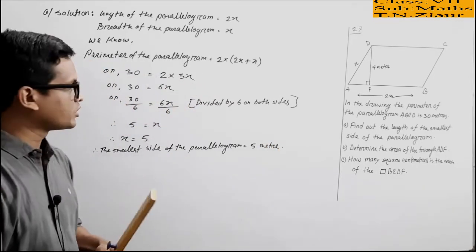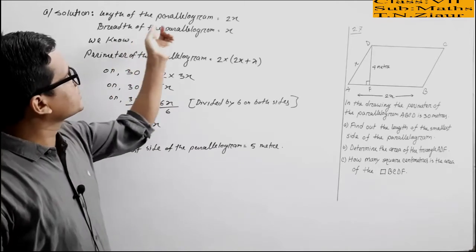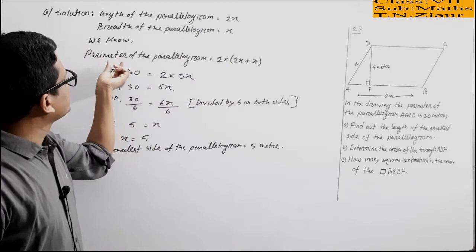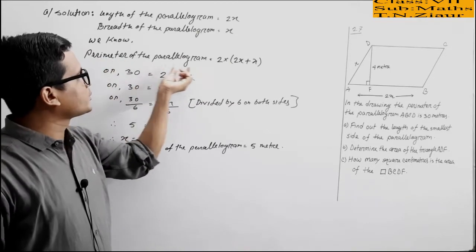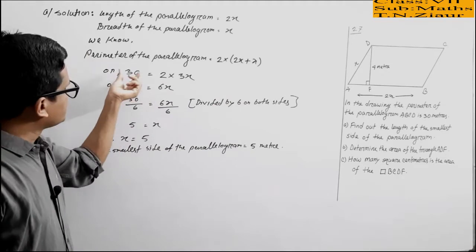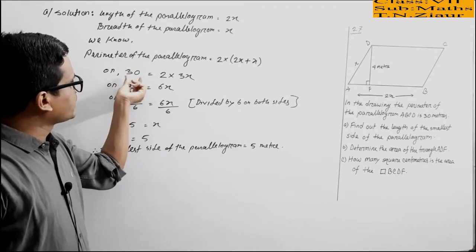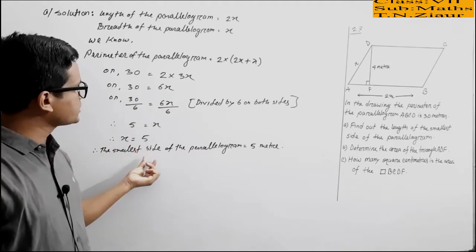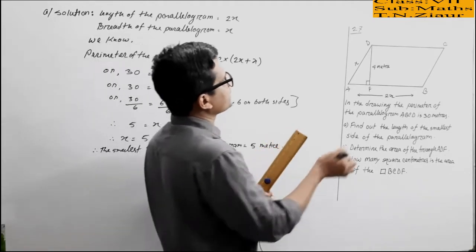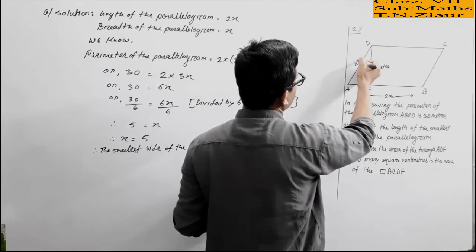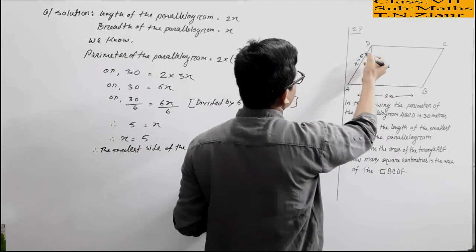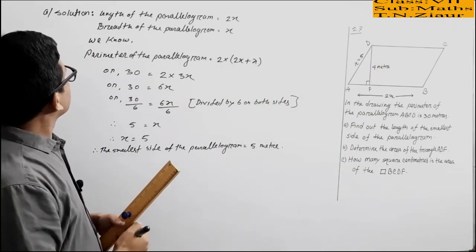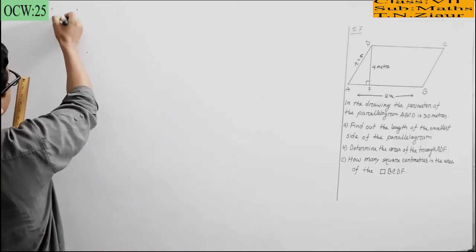Okay, dear students, have you understood this one? How to find it: just use the given parallelogram, where the length is 2x and breadth is x. We know the perimeter formula, the perimeter of the parallelogram is 2 into length plus breadth. So just use these values. The perimeter is 30, simplify, and you will get x is equal to 5. So the smallest side of the parallelogram is 5 meter. Okay, students, now we'll solve part B. Now part B, solution.